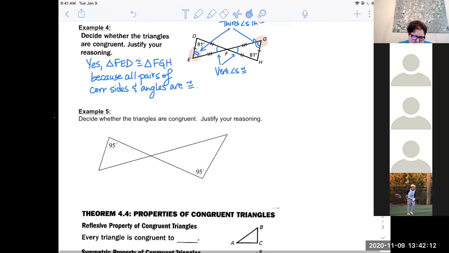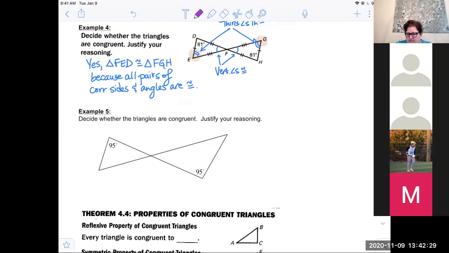All right, for our next one, we have 95 degrees is given. Is there anything that we could mark congruent that's not currently marked? The middle angles that are vertical. Okay, vertical angles have to be the same.